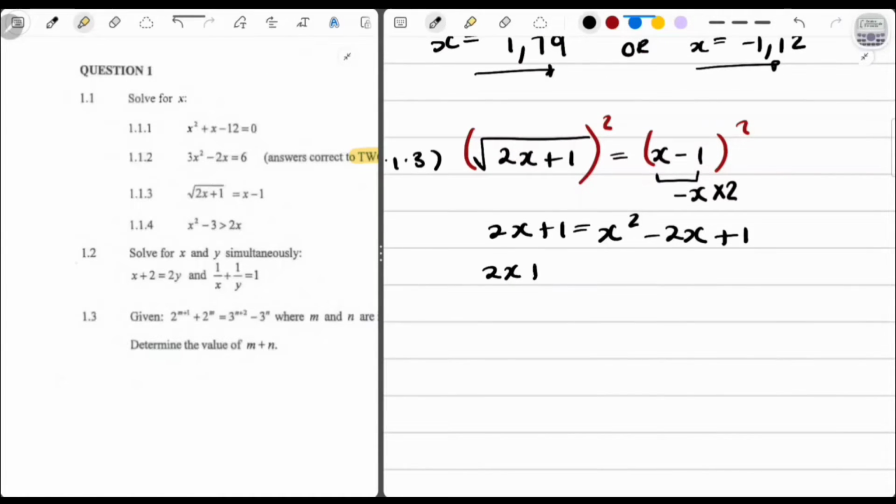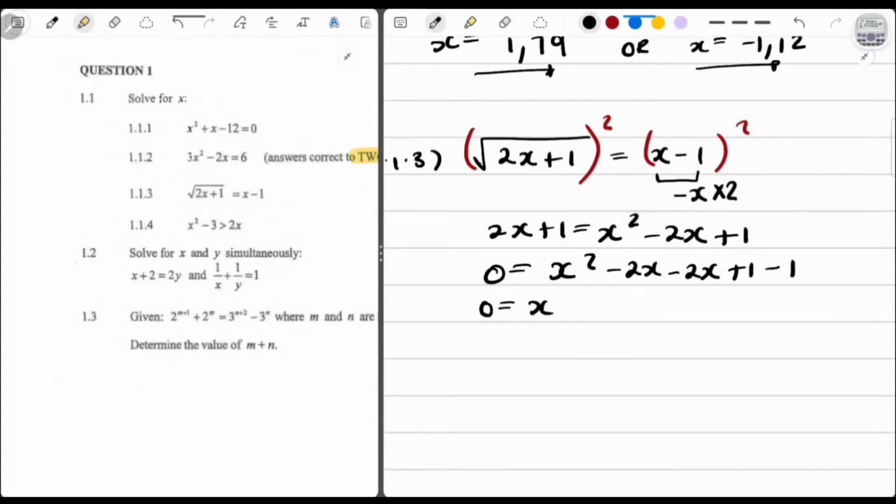So I have 2x plus 1 is equal to, and I have to take things over. 0 is equal to x squared minus 2x. And I'm going to take that over and it becomes a minus 2x. Then we still have the plus 1 on the right-hand side. And then I'm taking this over and it becomes a minus 1.